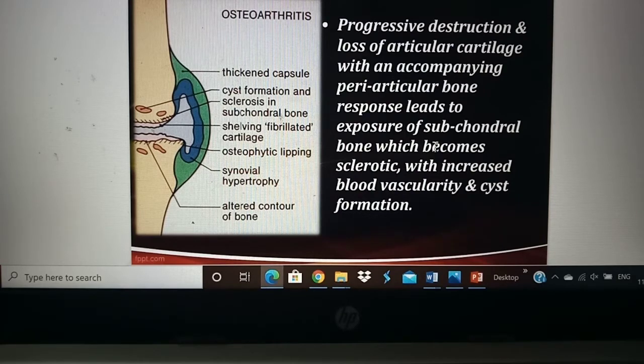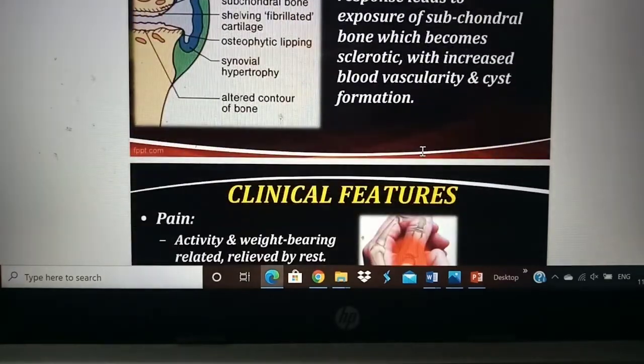Okay, so here also there is increased vascularity, and along with that there is cyst formation. In the diagram you can see the cyst formation. So when this cyst and other things are formed along with damage to the articular surfaces, it causes pain and leads to further degeneration of the bones.